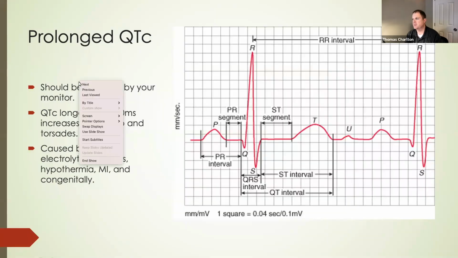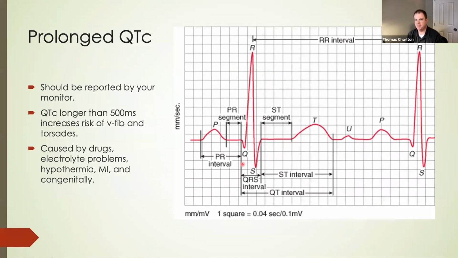So let's talk about a prolonged QTC. With a prolonged QTC, the time between when the QRS complex begins and the T wave ends is called the QT interval, okay? And normally as our heart rate goes up, this time frame has to shorten because we need the ventricle to get ready for the next QRS complex. So normally what happens is this QT interval will begin to shorten. And so the T wave will come closer.